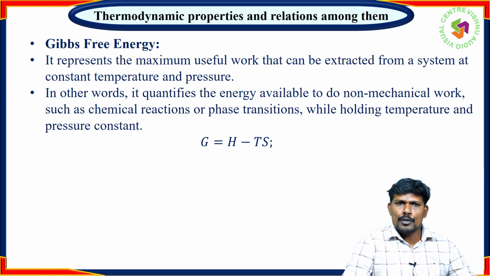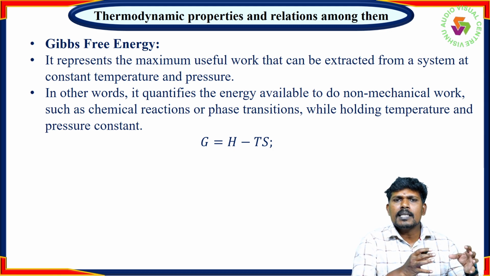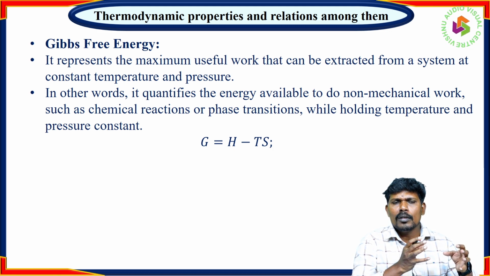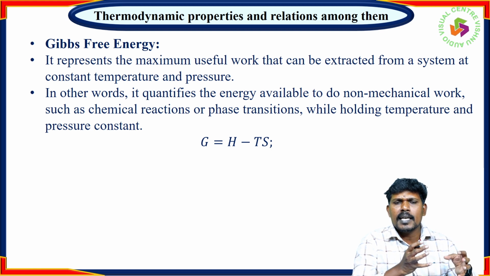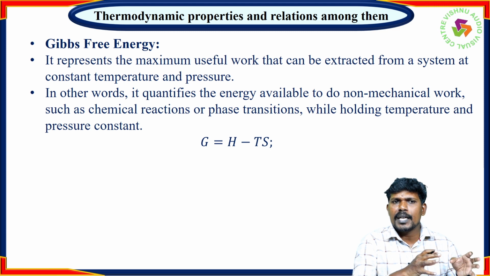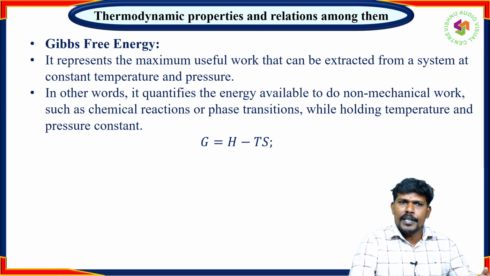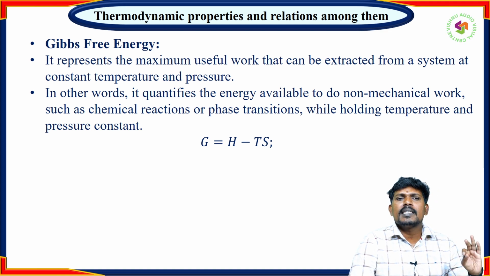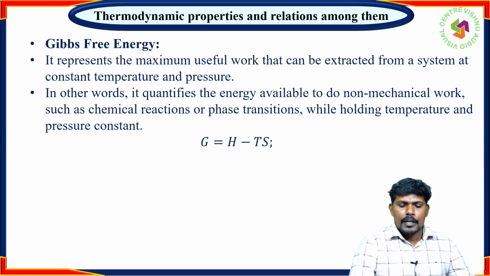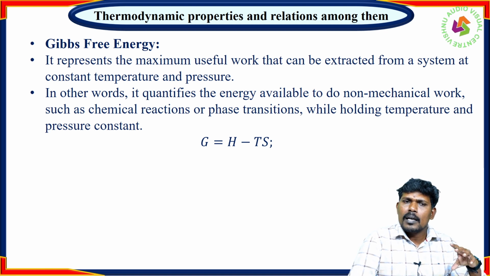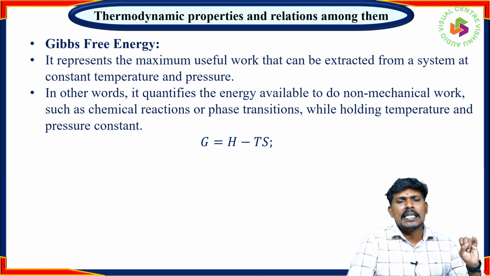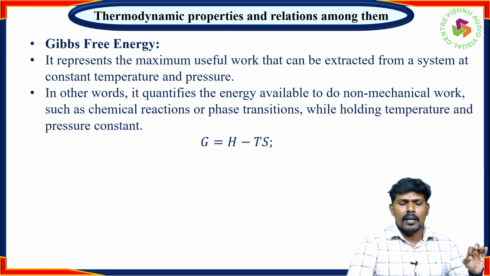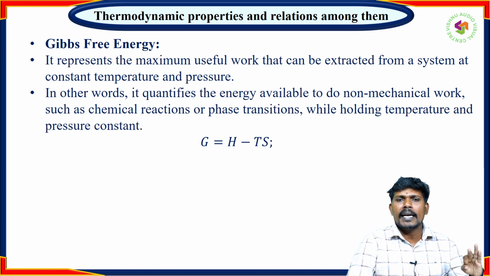Next one is the Gibbs free energy. The Gibbs free energy is also the available work in the system, at constant temperature and pressure. The Helmholtz free energy is the maximum useful work that can be extracted from the system at constant temperature and volume, while the Gibbs free energy is at constant temperature and pressure. It is represented as G is equal to H minus TS. So these are the fundamental thermodynamic properties: internal energy, enthalpy, entropy, Helmholtz free energy, and Gibbs free energy.